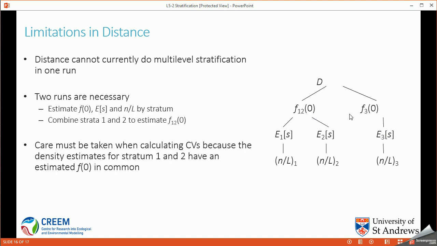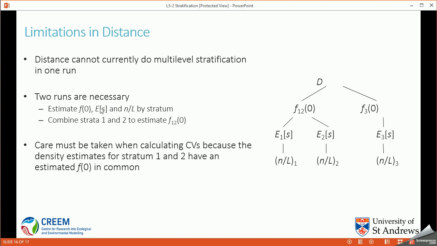Easy enough to draw the picture, but Distance won't do that sort of thing. This is called multi-level stratification. We're stratifying differently at different levels. When I say Distance won't do that, I mean it won't do it automatically. You can do it, but you've got to do it in bits and combine the bits yourself.